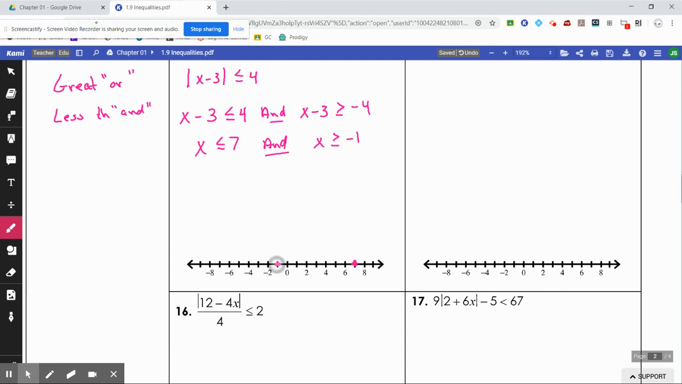So x is going to be values. They have to be bigger than negative 1, and it also has to be smaller than 7, which means it has to be between negative 1 and 7 because both must be true. So that would be all values from negative 1, including negative 1, up to 7. So there's your solutions.